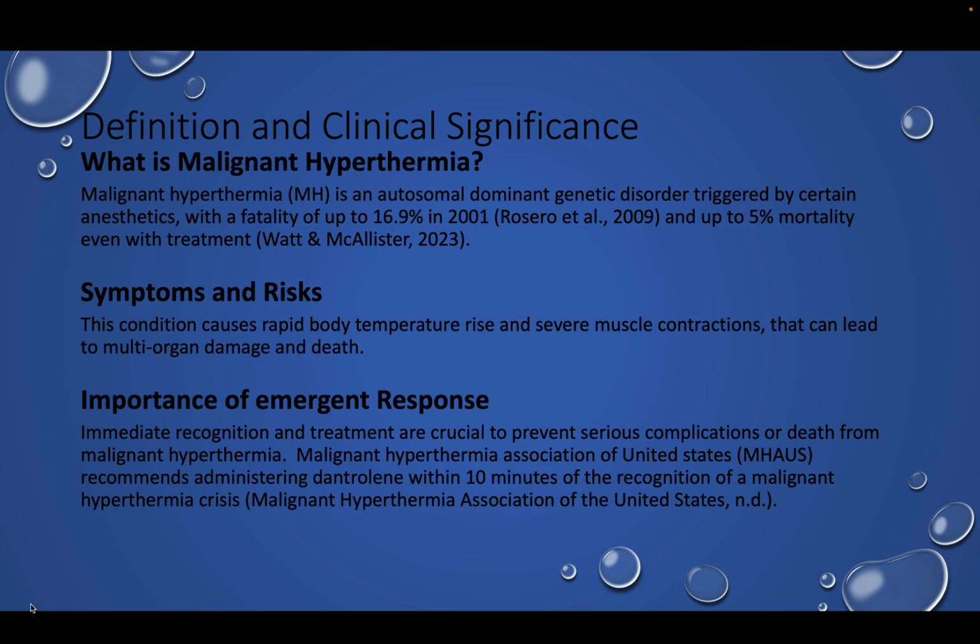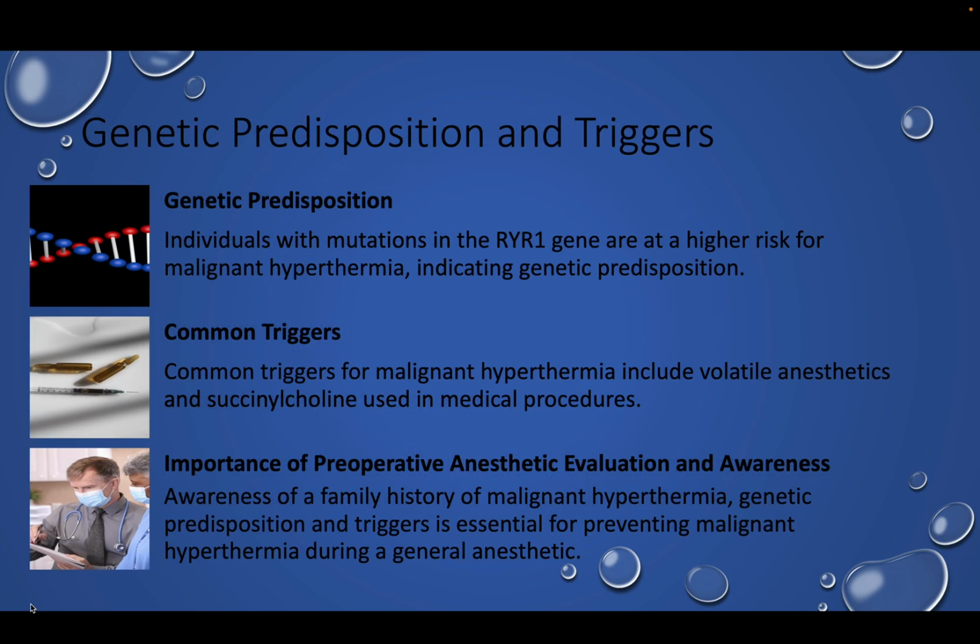The mHouse organization recommends administering dantrolene within 10 minutes of the recognition of a malignant hyperthermia crisis. People with mutations in the RYR1 gene are at higher risk for malignant hyperthermia. What are the common triggers for malignant hyperthermia? These include inhalational anesthetics and succinylcholine, which are used in general anesthesia. It is very important to perform a thorough preoperative anesthetic evaluation, including family history, looking for malignant hyperthermia.